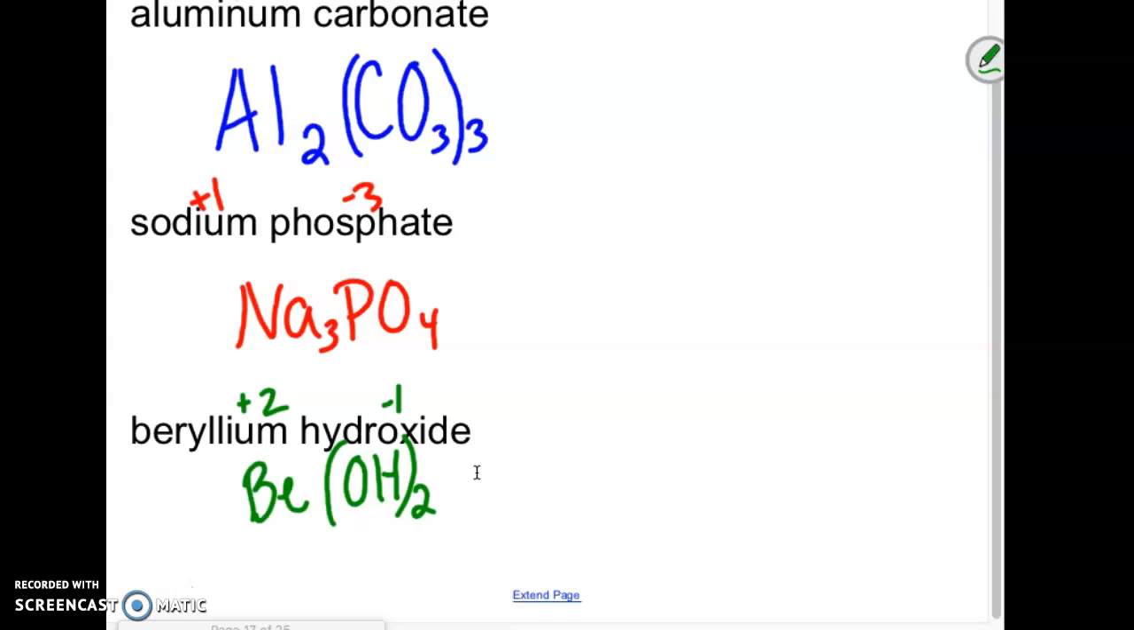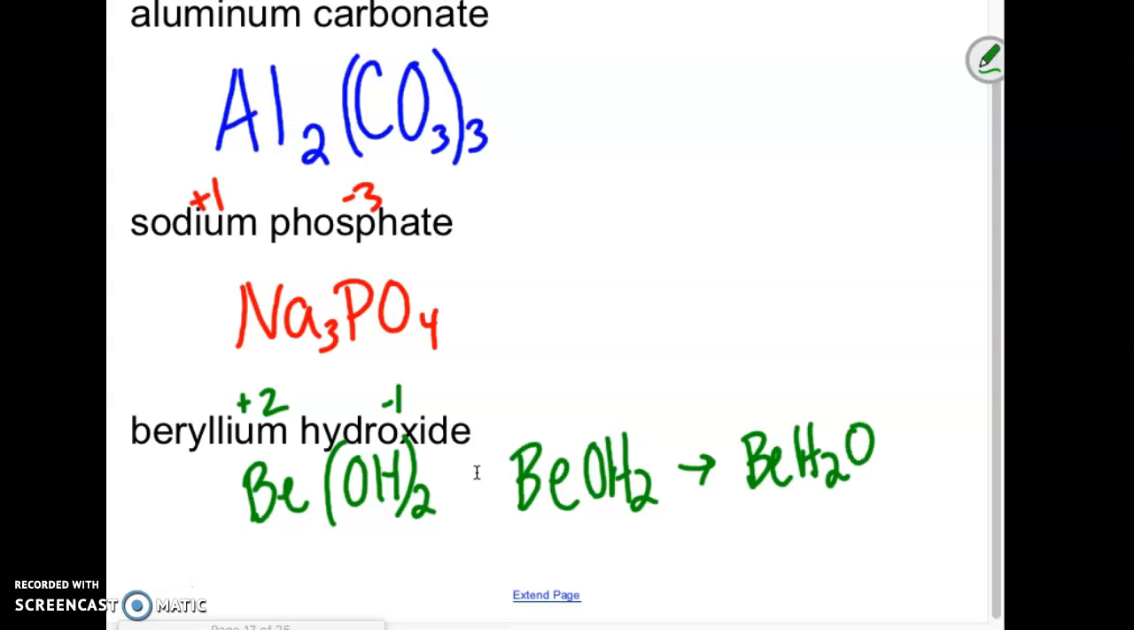If you don't, if you just write BeOH with a 2, you could switch that around to BeH2O. That's beryllium water. That's not beryllium hydroxide. So just be really careful that you're putting the parentheses in the right spot. All right?